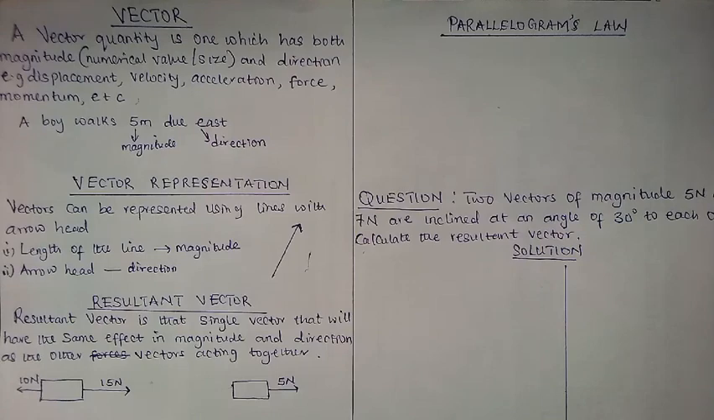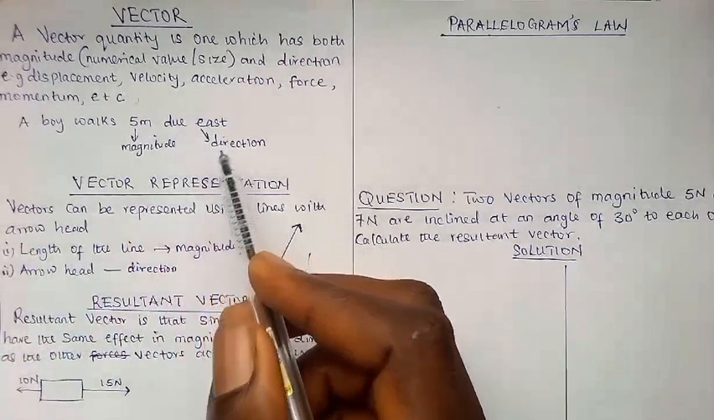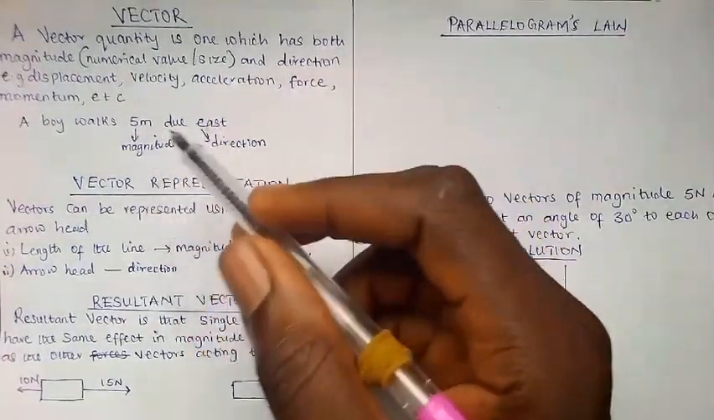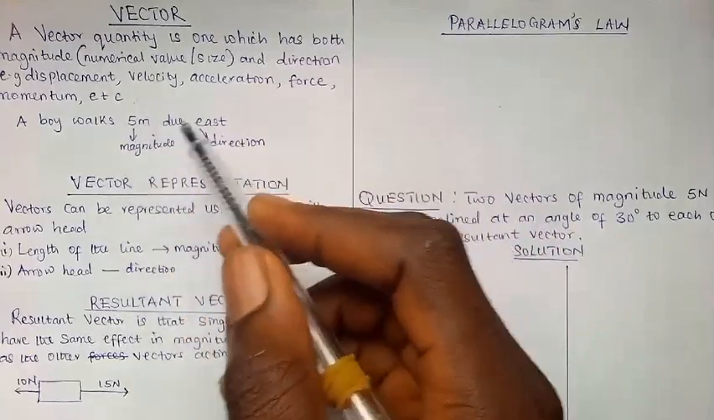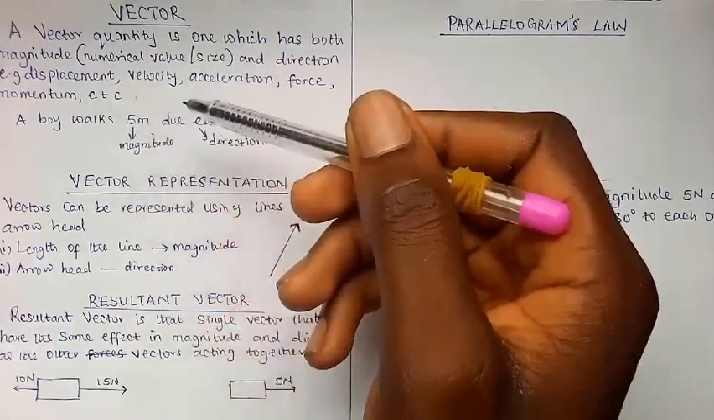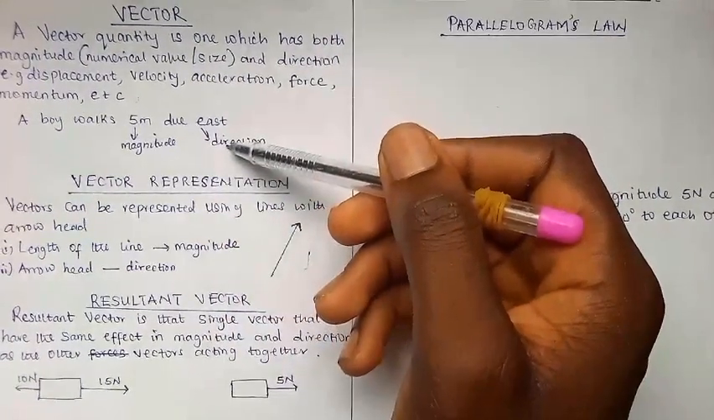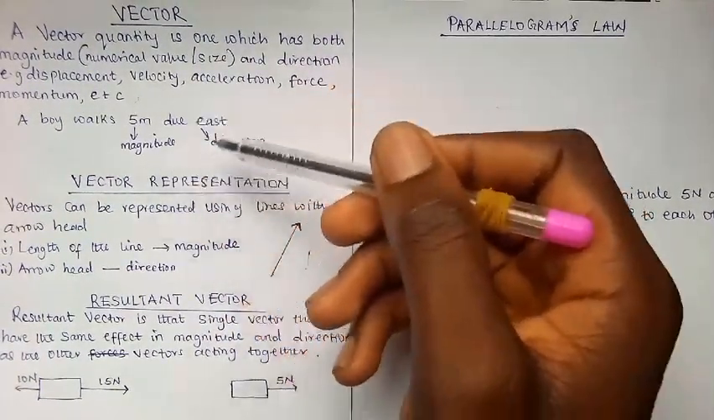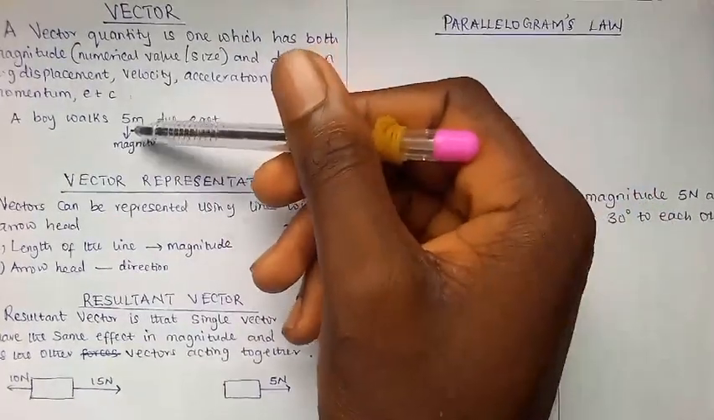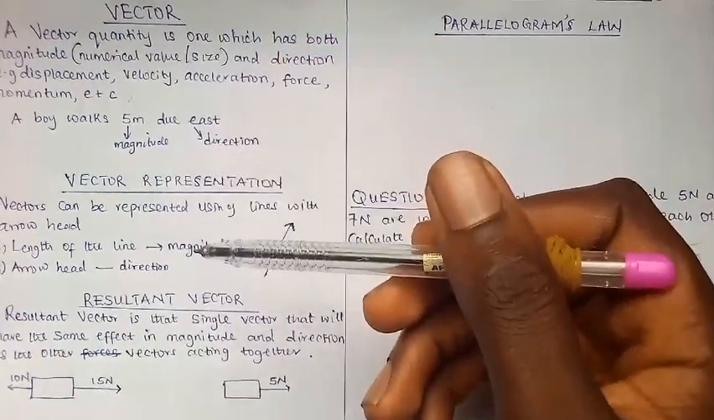Say for instance, a boy walks 5 meters due east. This quantity being represented is a vector quantity because 5 meters here represents the magnitude, while due east shows the direction through which the boy walked. So this is actually displacement, which is a vector quantity showing both the magnitude and the direction.